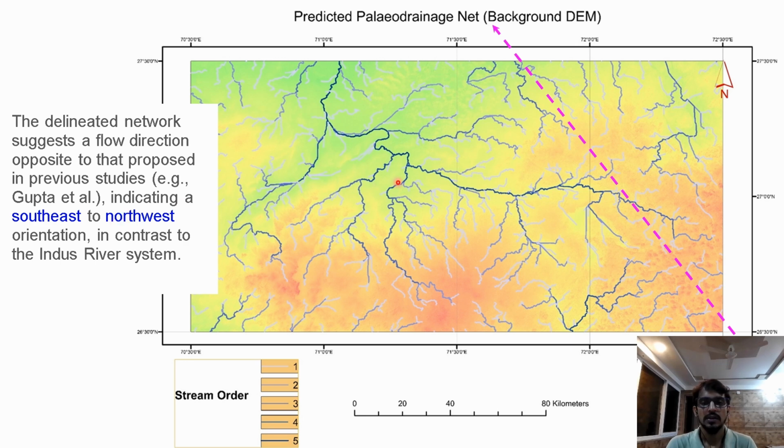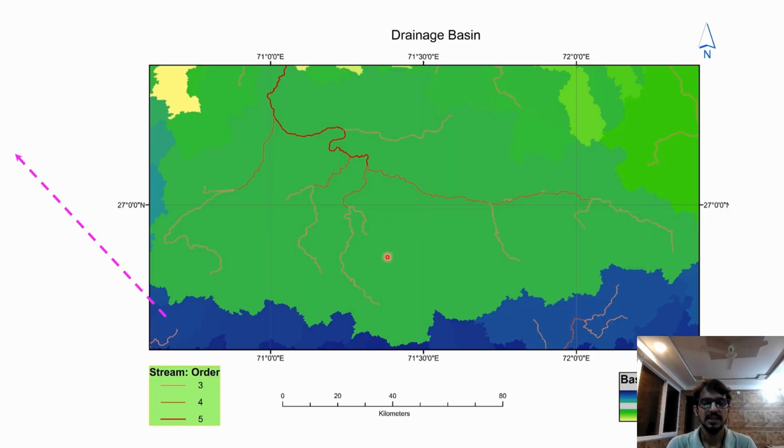So here you can see, when we generated a drainage delineation map from SRTM data, we found that a major basin is flowing, the streams are flowing towards the northwest direction, this direction. And you can see the different orders of streams here. This is the basin map. Again, the major streams are selected and their direction is towards the northwest.